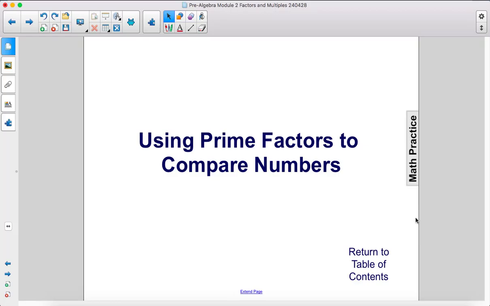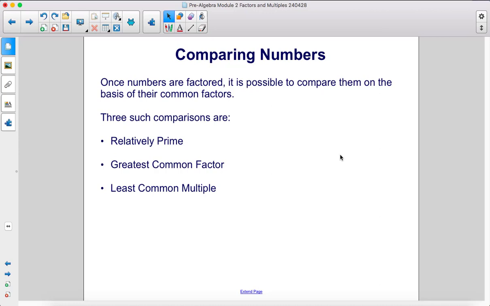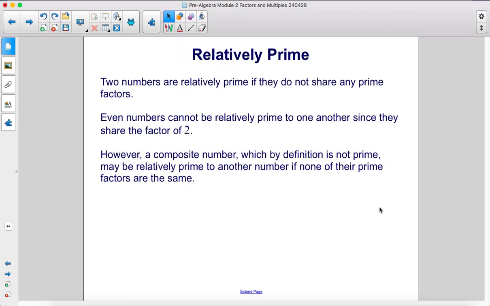Using prime factors to compare numbers. Once numbers are factored, it's possible to compare them on the basis of their common factors. Three such comparisons are relatively prime, greatest common factor, and least common multiple. Two numbers are relatively prime if they do not share any prime factors.